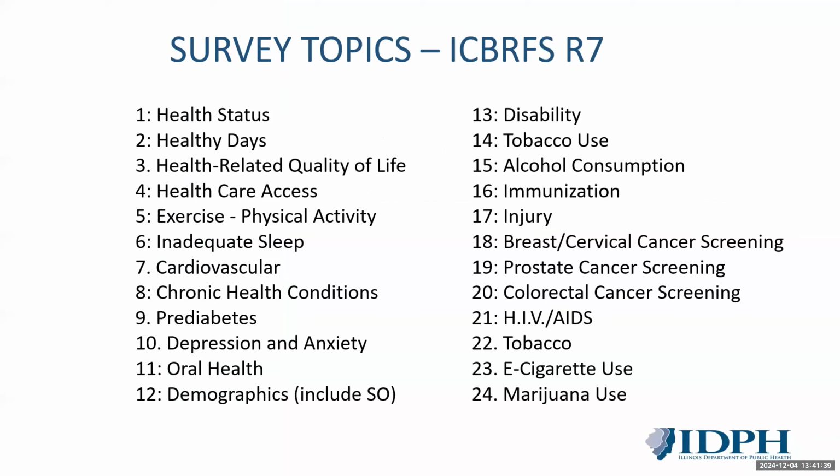This is the data that was included in round 7. This is the more routine health survey data. It should look very familiar: the healthcare access, chronic diseases, substance use. Of note that is new, it was not included in previous data collection cycles, is the e-cigarette use and the marijuana use.